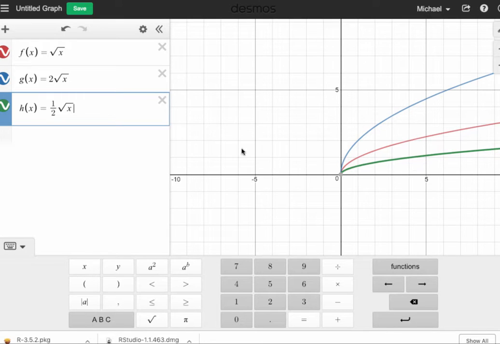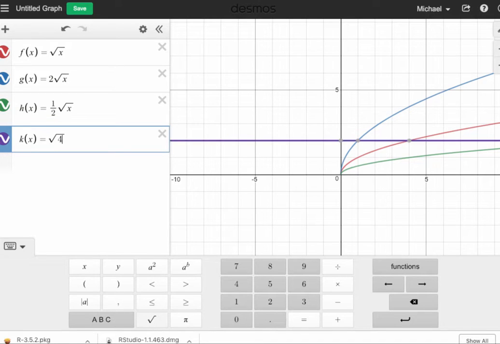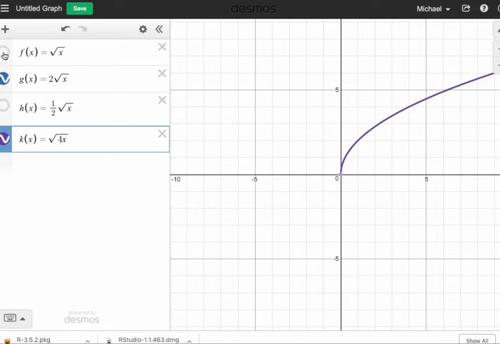The reality of the situation is that I can turn both of these into horizontal stretches and compressions also. So if I bring that 2 inside of g of x, and let's call it k of x, is equal to the square root of 4x, notice it plotted right over the top of g of x, didn't it? The k of x and g of x are right on top of each other. Let me clear off both these other two functions to prove that to you. See, those two are graphed right on top of each other.